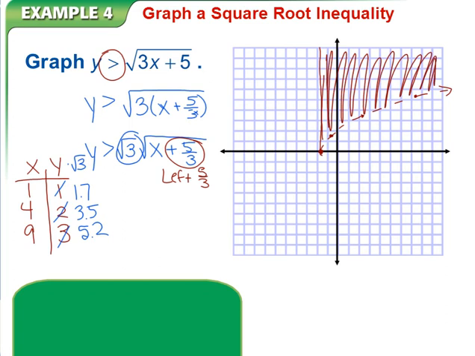Okay, all right, there's our lesson on square roots. You can go ahead and write down your questions and summaries, and let me know if you have any questions when you get to class.